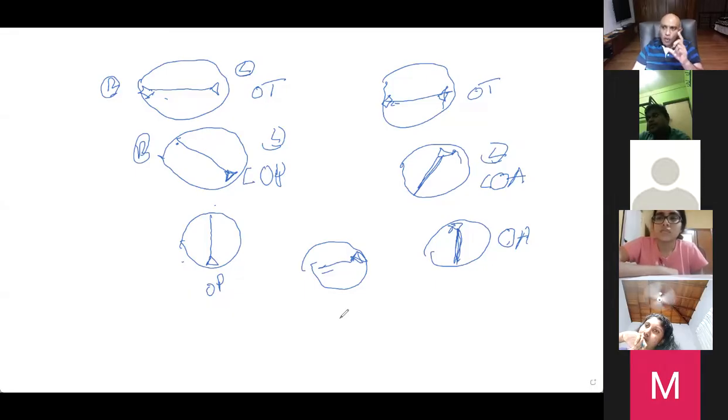So this is how the rotation of the baby's head with each vaginal examination will tell you whether it is doing well. So if you do a vaginal examination, children, right?